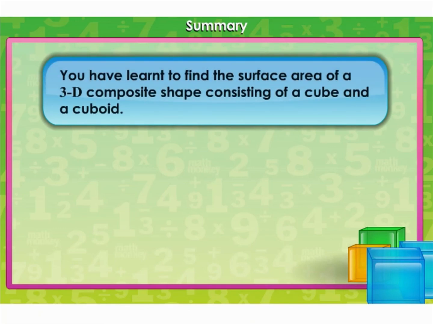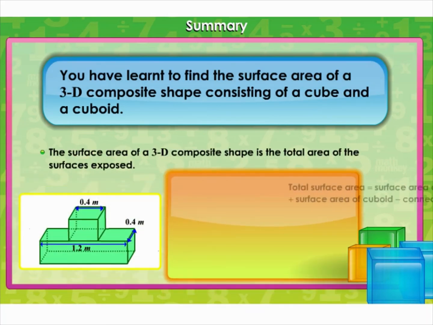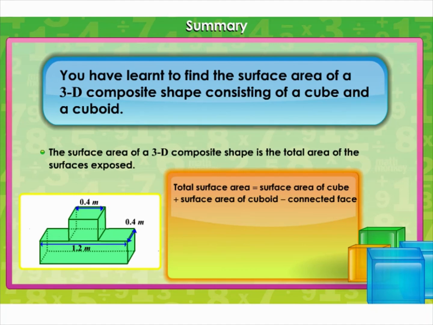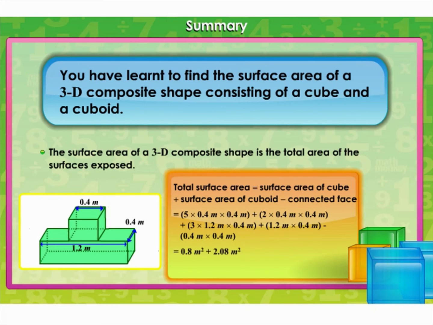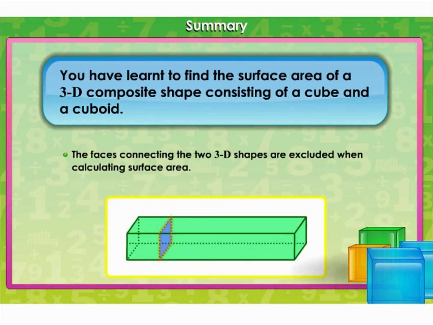You have learned to find the surface area of a 3D composite shape consisting of a cube and cuboid. The surface area of a 3D composite shape is the total area of the surfaces exposed. The faces connecting the two 3D shapes are excluded when calculating the surface area.